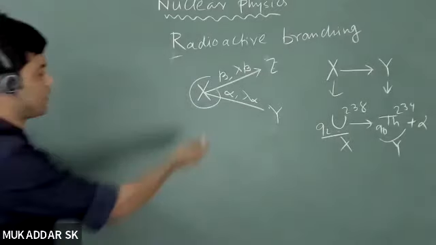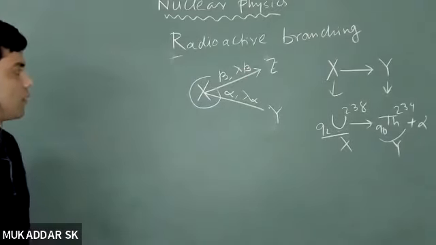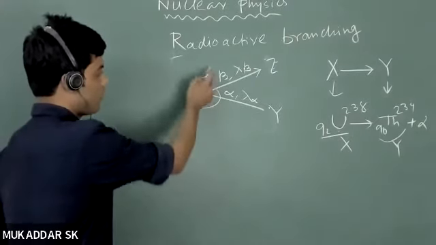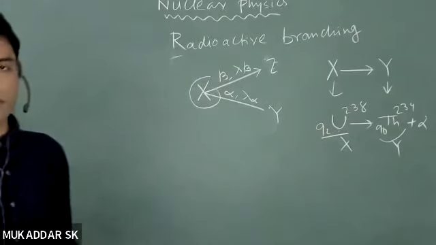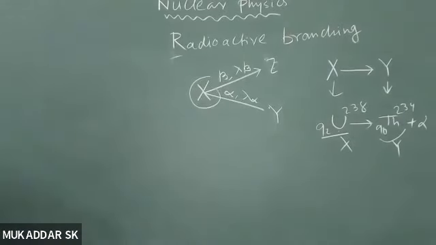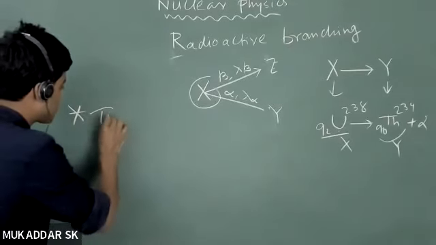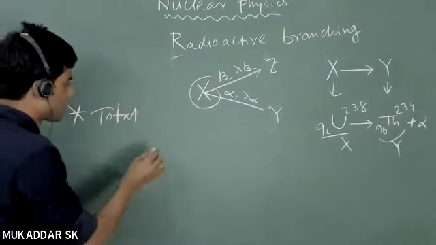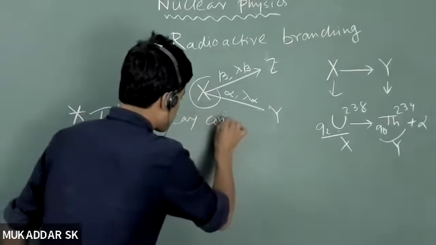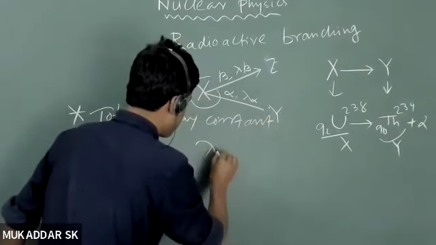What is the cause that they can simultaneously emit that particle? Because of instability, maybe the region of bigger size or the n/p ratio is not at a suitable value. So now can you tell me what will be the total decay constant here? Total decay constant of X nuclei?